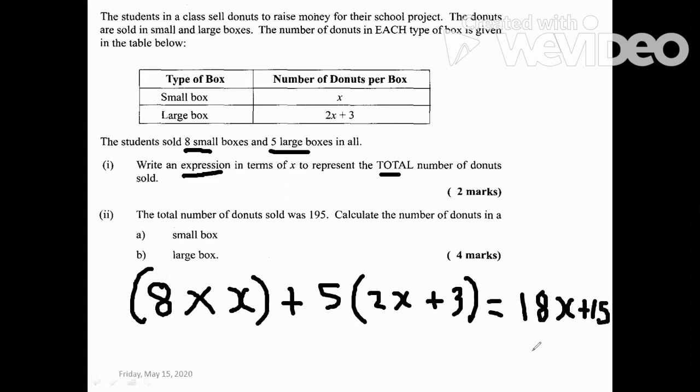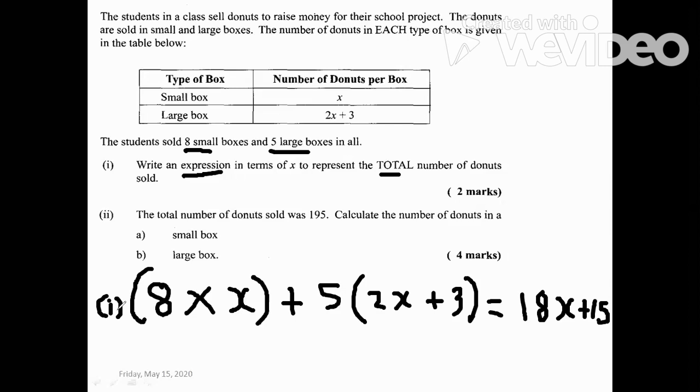All right. So 18x plus 15 represents the total number of donuts sold. All right, so that's the answer for part 1. Part 2 says the total number of donuts sold was 195, right? Calculate the number of donuts in a small box and also in a large box.